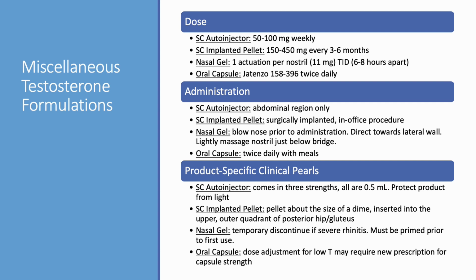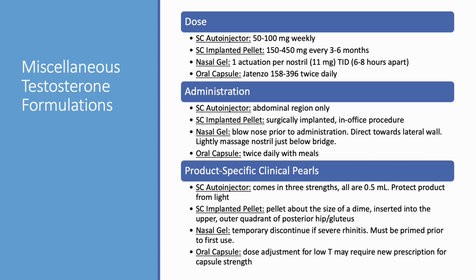And then there are some different formulations that don't fall into the other categories, such as the subcutaneous auto-injector given weekly, or the implanted pellet given every 3 to 6 months. Of note, the auto-injector would be applied to the abdomen. The pellet would actually be surgically implanted, but it's an in-office procedure. So that pellet is about the size of a dime and would be inserted into the upper outer quadrant of the hip or gluteus.